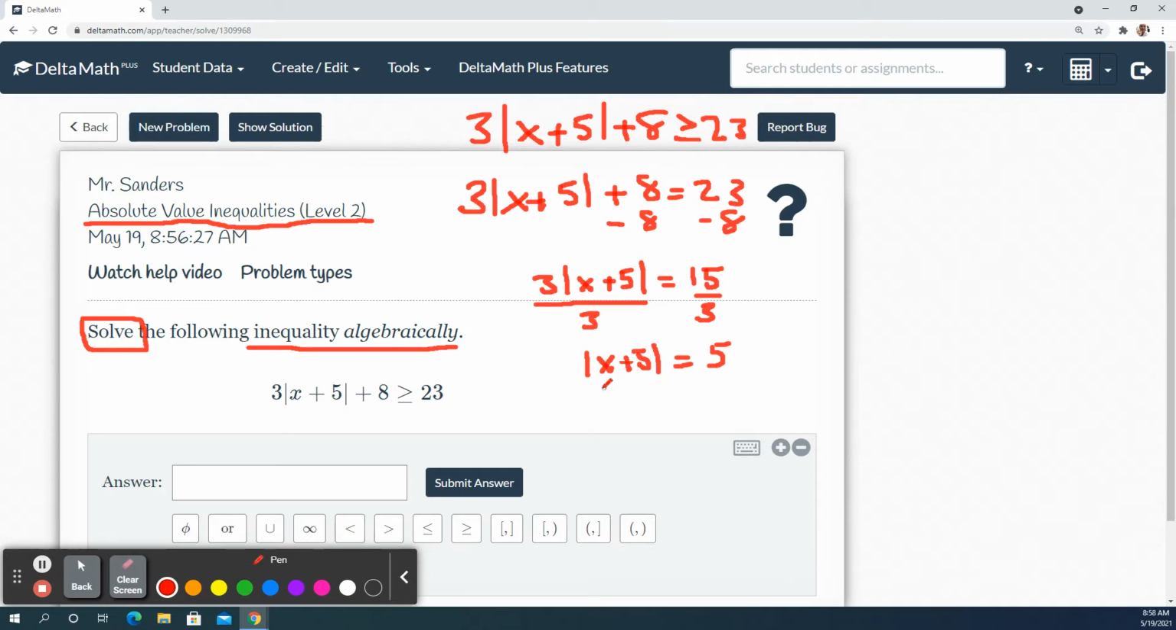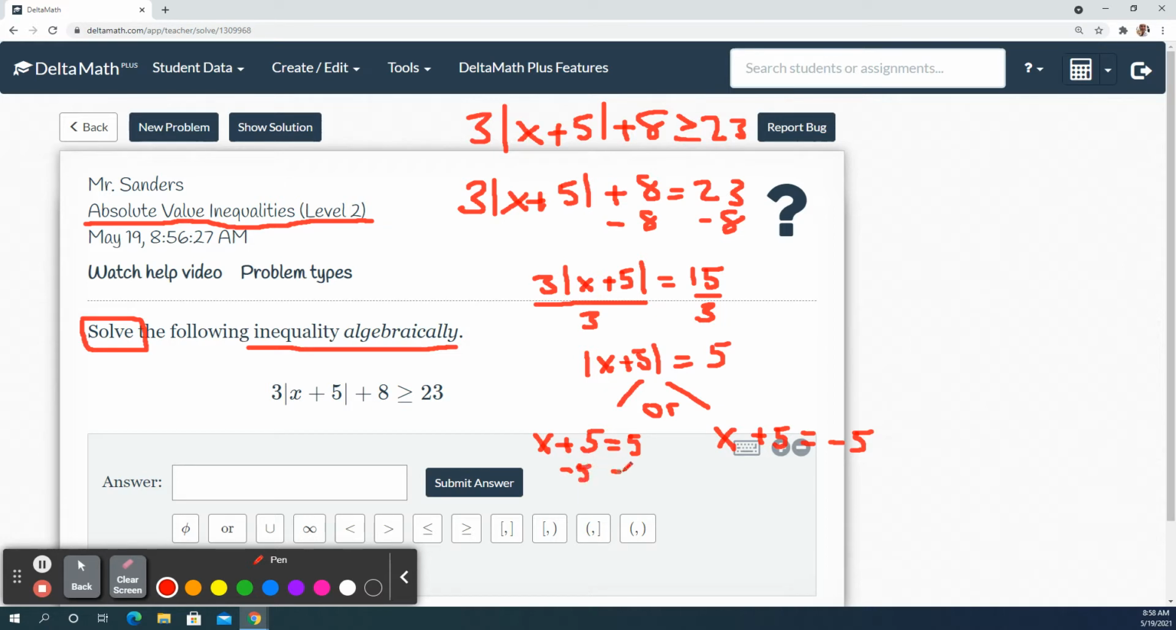Absolute value, when we undo it, makes two possible equations. So these are OR equations. It could be one or the other in this context. So it's going to be x plus 5 equals 5. And the other equation is you change the answer into a negative. If there's more to it there, we negate or make opposite the entire other side. So this will now be x plus 5 equals what? Negative 5.